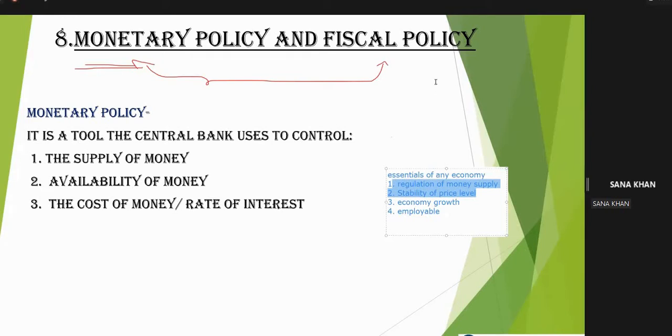GST, they actually conceived this GST policy when our Congress government was there. Then later when the Modi government came into existence, they implemented it. So that is how any decision you take for changes in the economy, in fiscal policy, will take a lot of time.